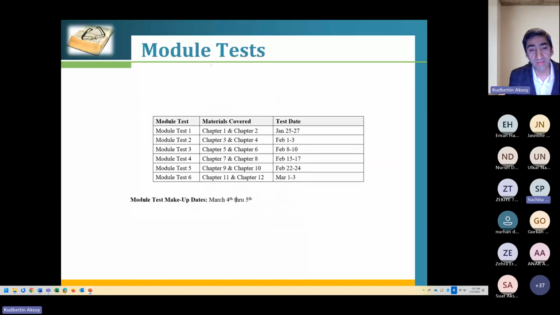Module test. We will have 6 module tests. For each test, you will have 2 attempts. The test starts on Saturday morning, right after 12 a.m., and runs until mid-Monday. We have Saturday, Sunday, and the whole Monday to complete them. 6 module tests every week.